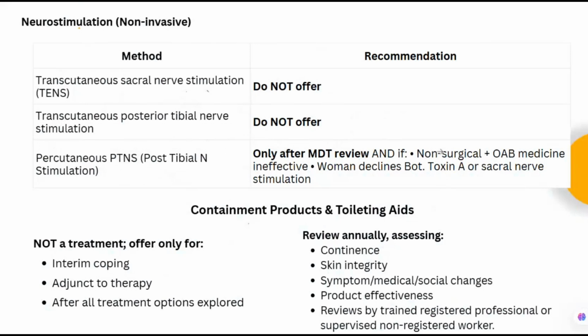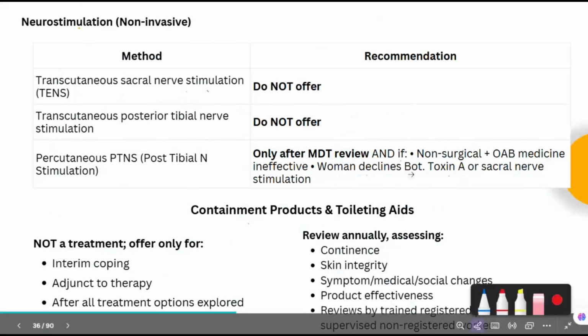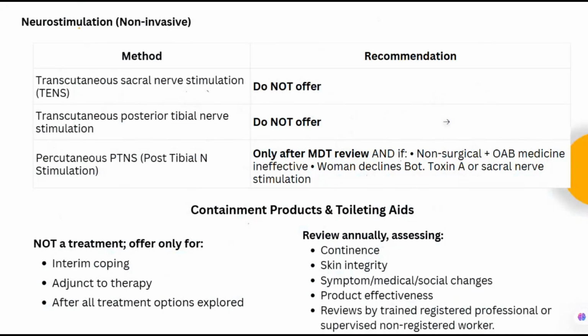And if non-surgical management plus overactive bladder medicines, that is anti-muscarinic medicines, are ineffective and the woman declines botulinum toxin A or sacral nerve stimulation, then you go for PTNS. Okay. So for overactive bladder, training is first. If not effective, then you add antimuscarinics, that is medicines.